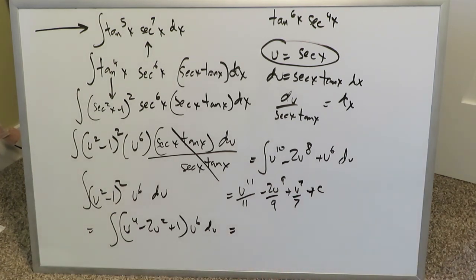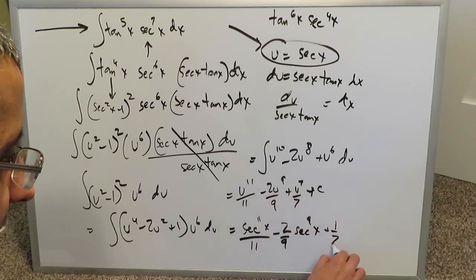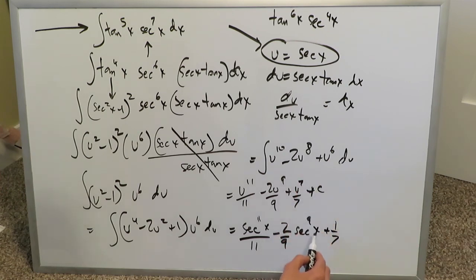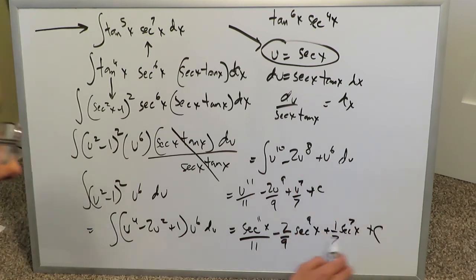In the last step, let's substitute. U, as you know very clearly, is this secant x. So I'm having secant to the power of 11 x over 11 minus 2 over 9 times secant to the power of 9x. Plus, you can just say 1 over 7, or you can do secant to the 7 over 7, and we have secant to the power of 7x plus c, and that right there will represent our good final answer.